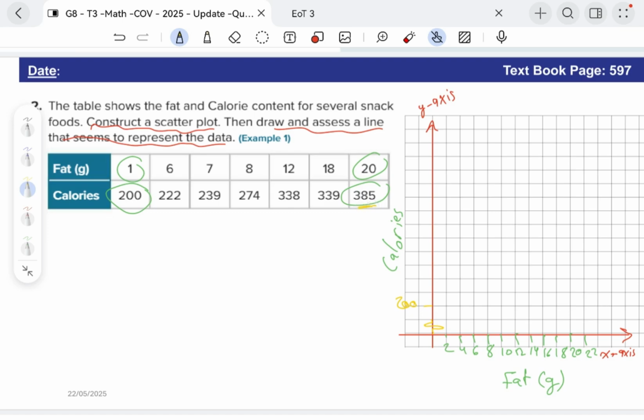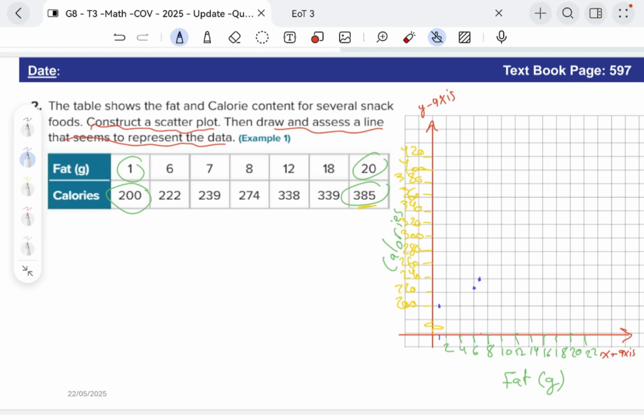I will skip count by 20: 220, 240, 260, 280, 300, 320, 340, 360, 380, 400, 420. Now let's graph the points. The first point is 1 with 200. Here we have 1 and here we have 200. 6 with 222. 222 is here. 7 with 239, approximately 240. This is 7. 240, it's here.